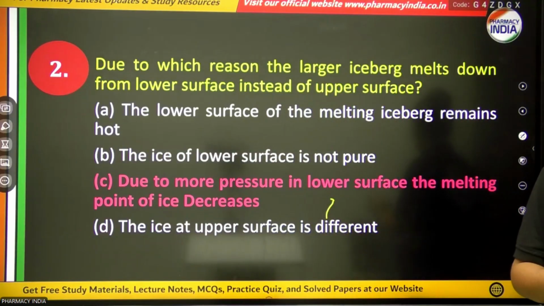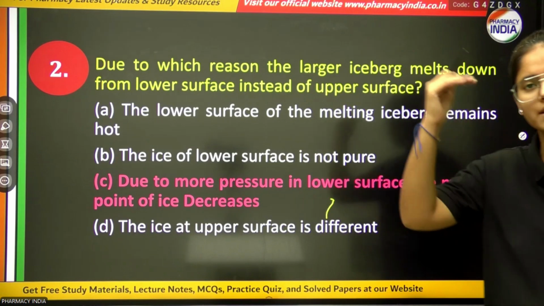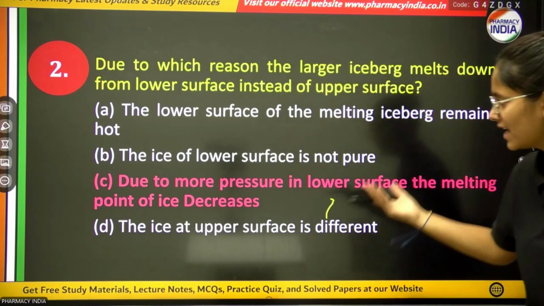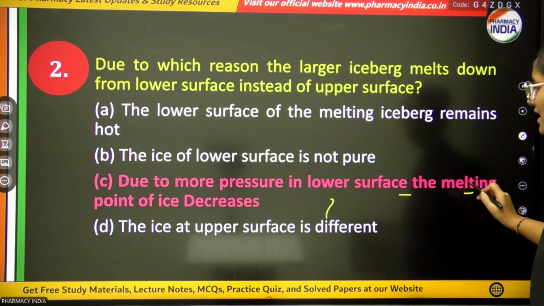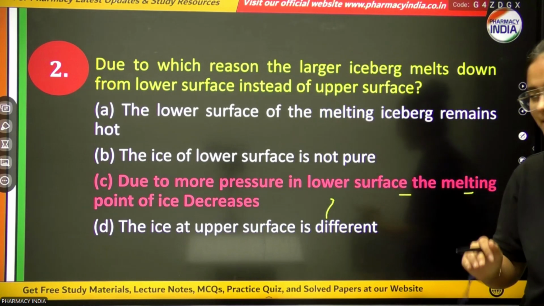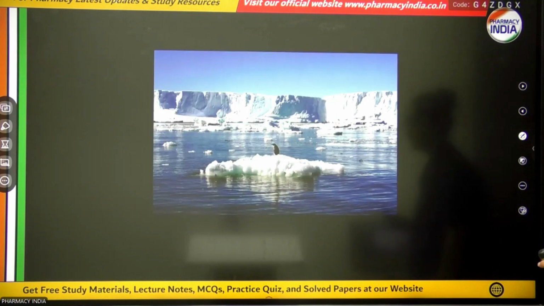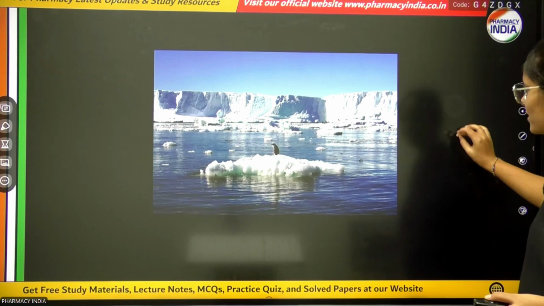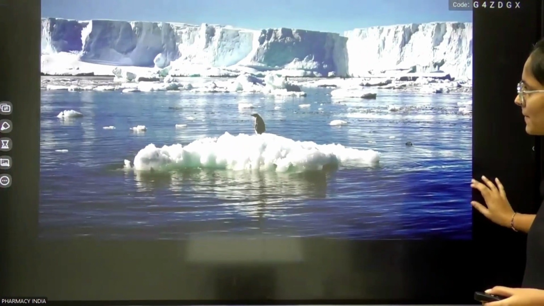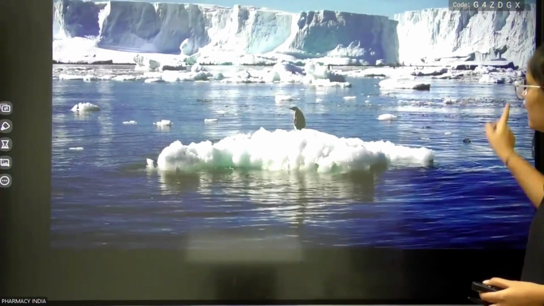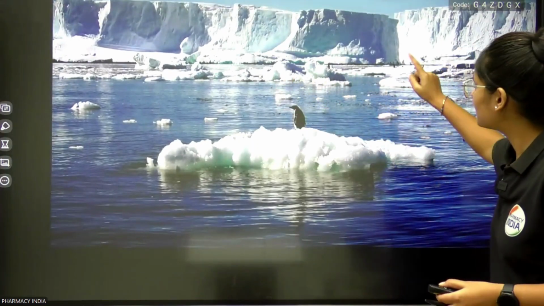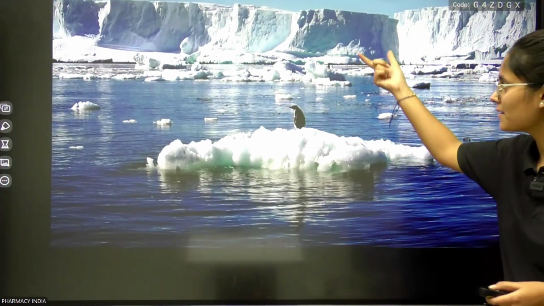Due to more pressure in the lower surface than the upper surface, the melting point of ice decreases, and the larger iceberg melts from the lower surface before the upper surface. This is the diagram you can see. The lower part of the iceberg melts faster than the upper part due to this pressure.